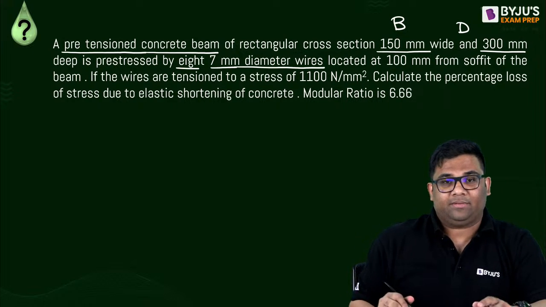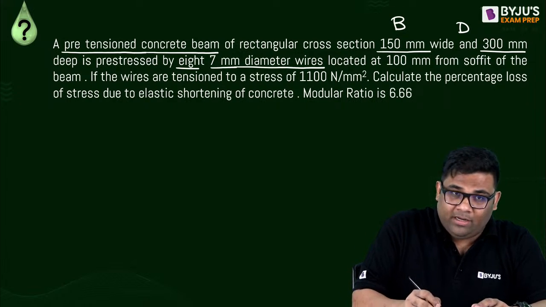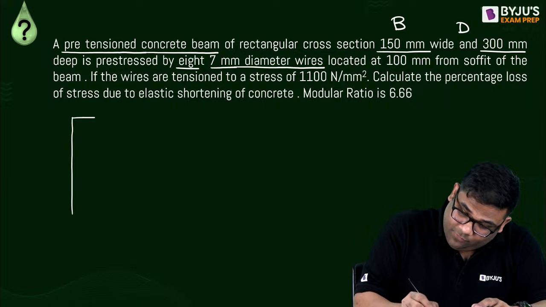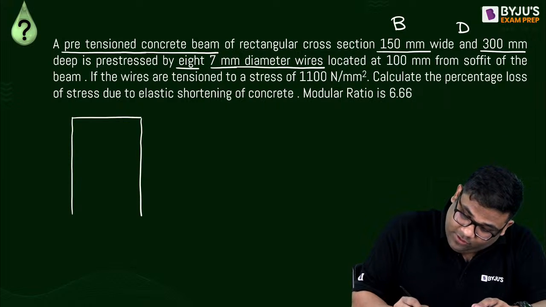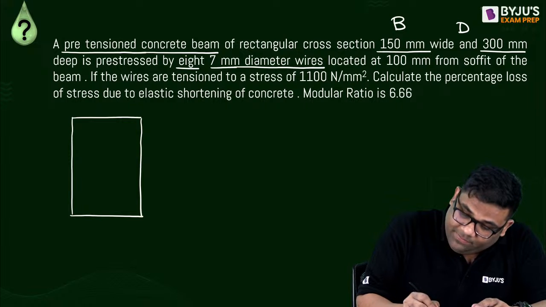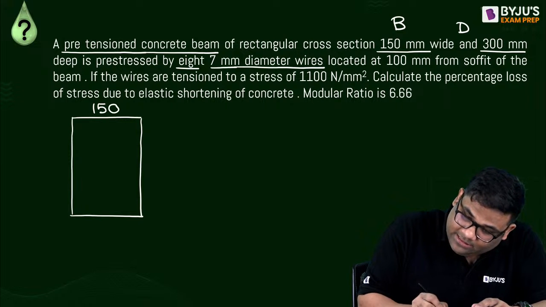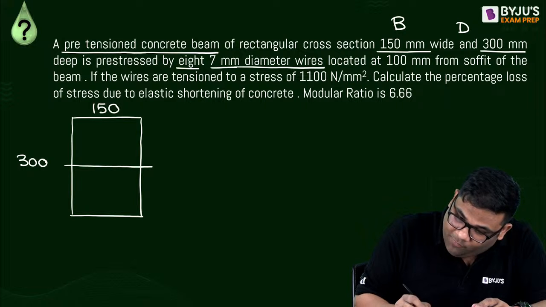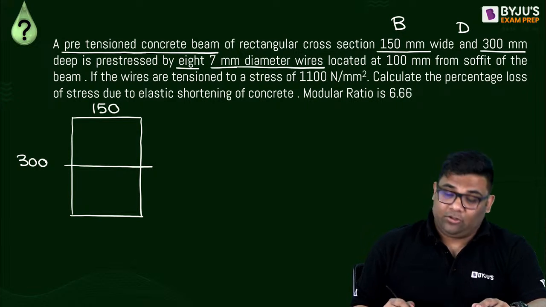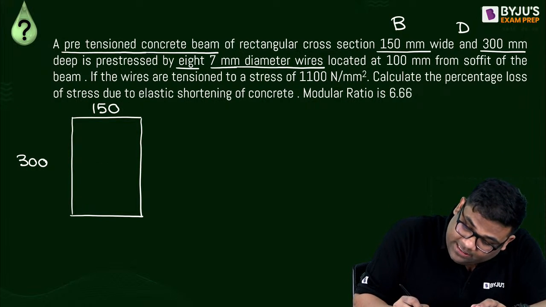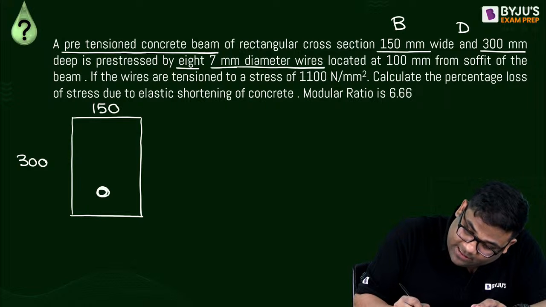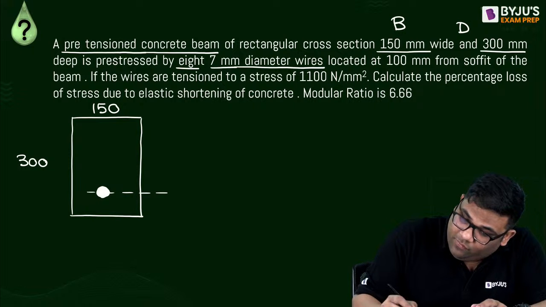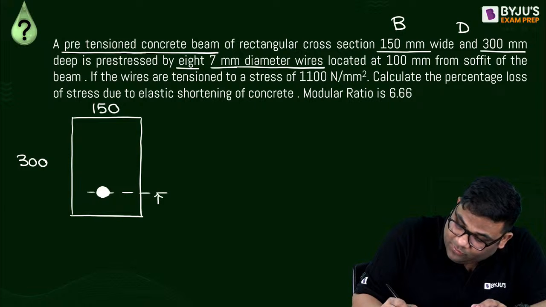What is the meaning of this? Now suppose this is your beam. This is given as 150 and this is given as 300. Now there is a tendon at how much eccentricity? Eccentricity is not given. It is given that this particular tendon, which comprises many wires, is at a distance of 100 mm from the soffit.